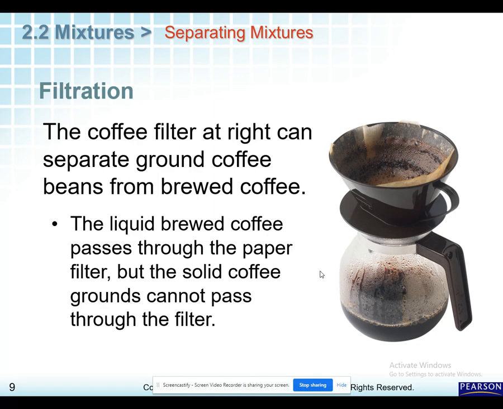A coffee filter at the right can separate coffee grounds from the brewed coffee. What happens is usually a liquid coffee is brewed, so that's where they added water and dissolved those coffee grounds. And then the liquid is going to pass through, but those solid coffee grounds stay behind. So the solid big particles stay behind, and the small ones that are small enough to go through the filter can go through to the bottom. So the physical property that filtration plays upon is particle size, or how big is something.